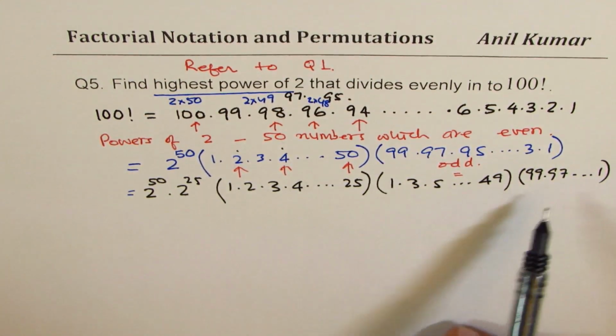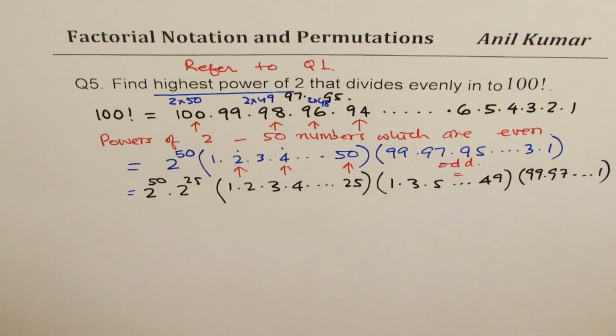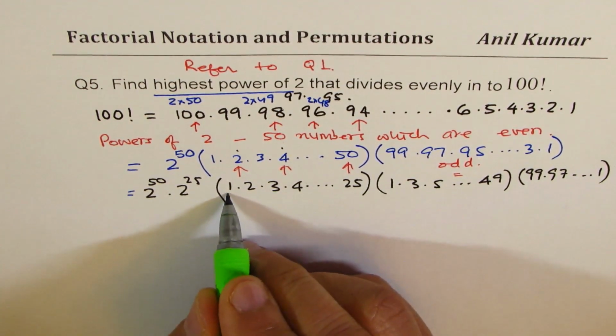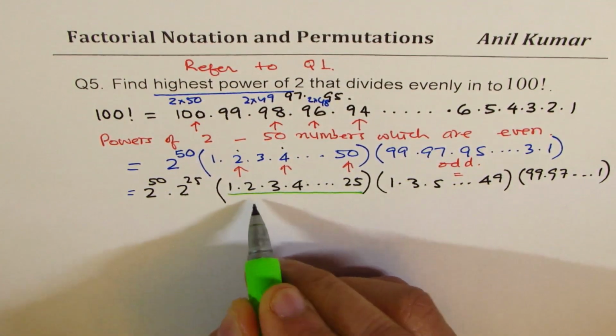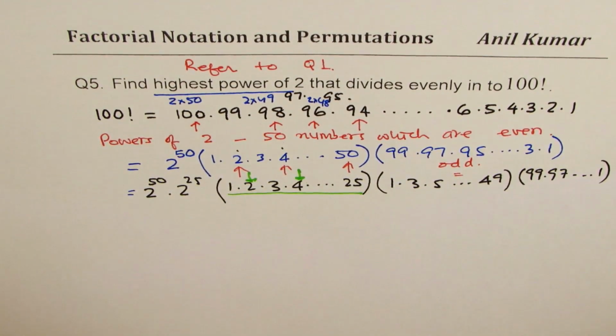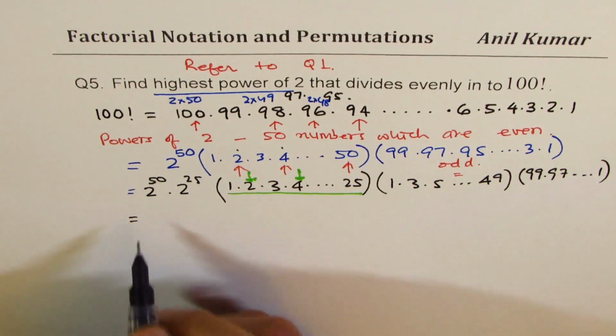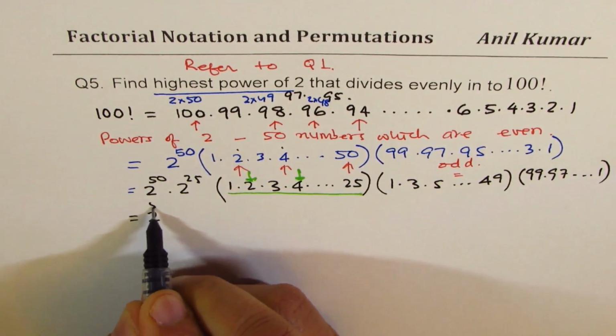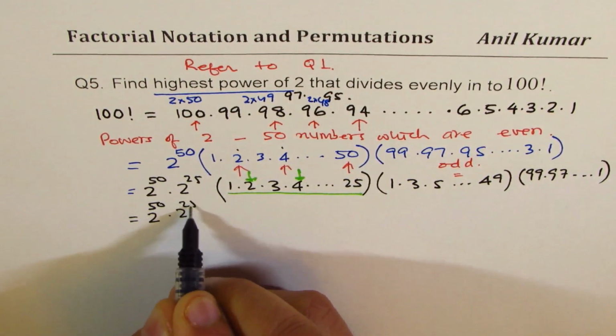This is all odd list. Is it okay? And this is mixed up. So we are always working with a list which is mixed up. It has a few even numbers, as you can see. And that is the way we'll just go on and figure it out. So we have now 2 to the power of 50 times 2 to the power of 25.